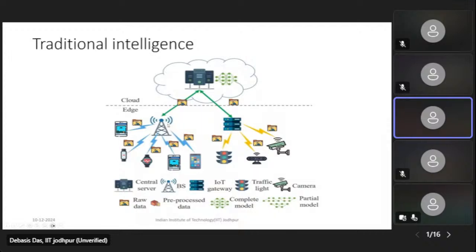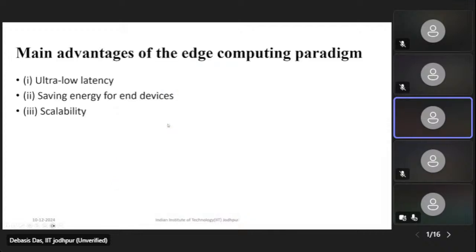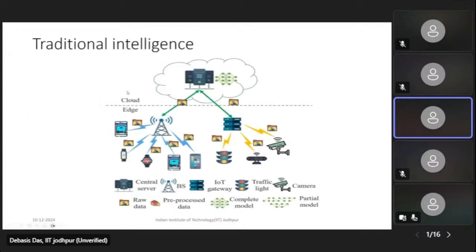So what are the benefits? Whatever benefit I discussed, it is ultra low latency because the edge is closer to you than the cloud. The second thing is low energy consumption for the user. And scalability: a large number of devices does not create a huge amount of traffic on the cloud. That's why we created multiple edges. It can be your base station, your router, or another type of infrastructure also. So this is the traditional intelligence.